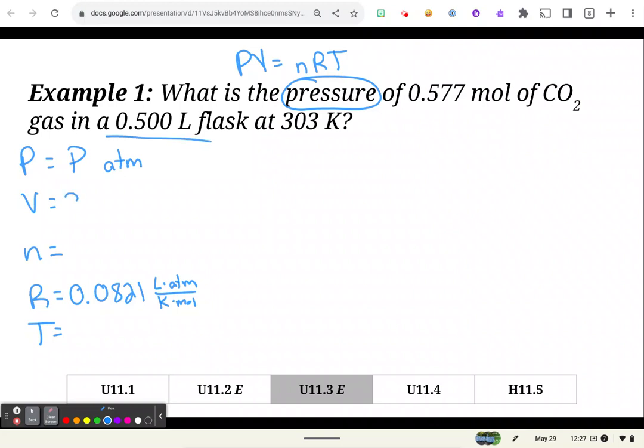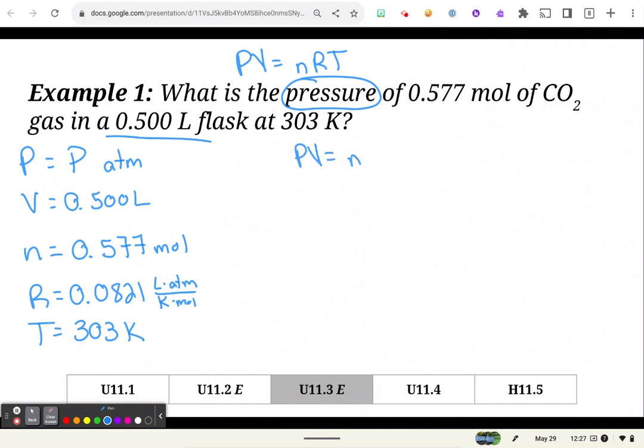for. And then I'm also going to remind myself that it's in atmospheres. Volume, looks like I've got 0.500 liters. For a volume, n, remember that is the number of moles. So 0.577 moles. And then temperature is the 303 Kelvin. All right, so then it becomes substituting it in.